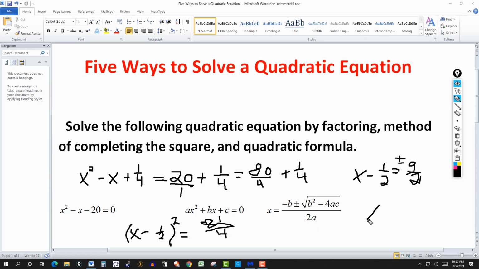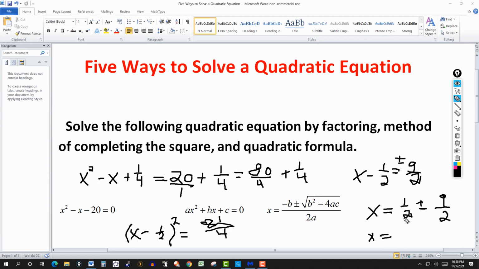So that would tell me then that x is equal to, now I'm solving for x, so I'm bringing this 1/2 over, adding the 1/2 to both sides. So that'll give me 1/2 here, plus or minus 9 over 2. Okay, so then x should equal... So here we're going to get the two answers.